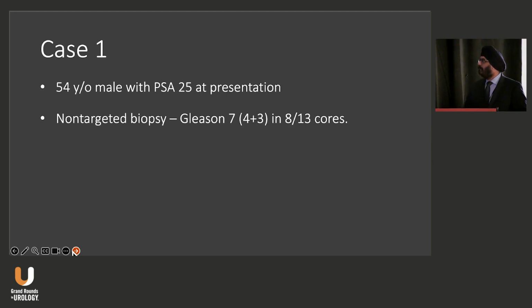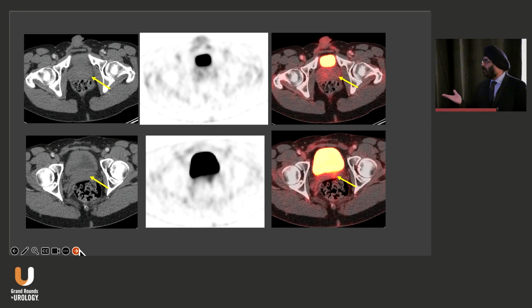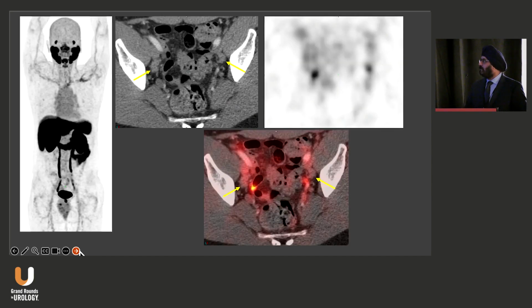And so PSMA-negative disease. What do we do with PSMA-negative disease? So this patient had a PSA of 25 at presentation, non-targeted biopsy was done, Gleason 7 in 8 of 13 cores, and we have a really prominent MR visible lesion with seminal vesicle invasion, but this was completely PSMA negative. There was no PSMA positivity for it. And even the lymph nodes that he had did not have any PSMA positivity.